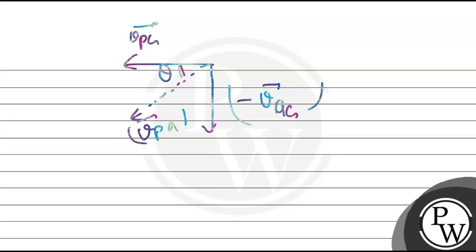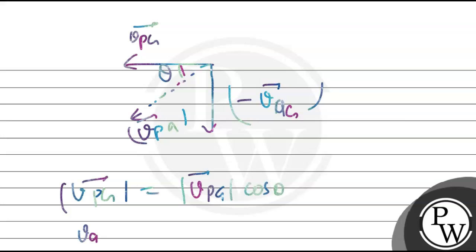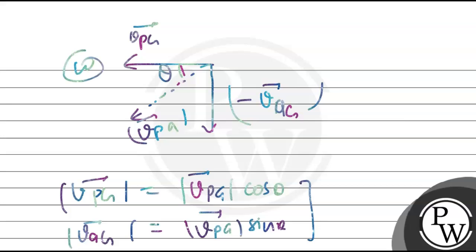For the plane to proceed in the west direction, velocity of plane with respect to the ground should be equal to velocity of plane with respect to air times cos theta. Similarly, the velocity of air with respect to the ground should be equal to velocity of plane with respect to the air times sin theta. These are the equations to proceed the plane in the westward direction. From here we can calculate the value of sin theta.